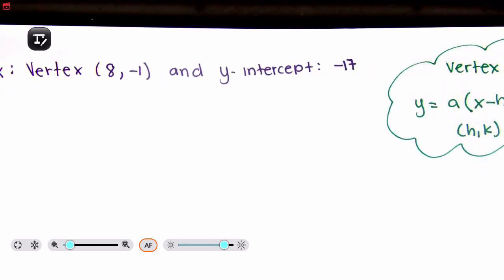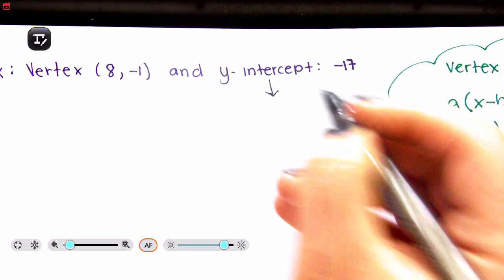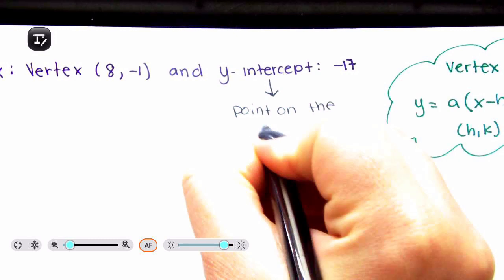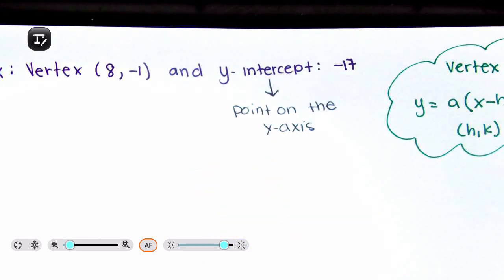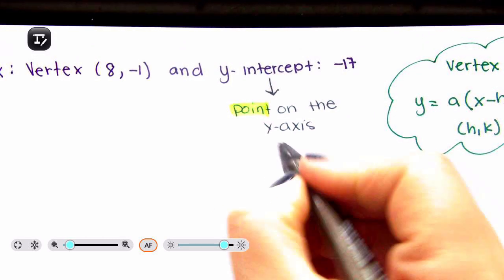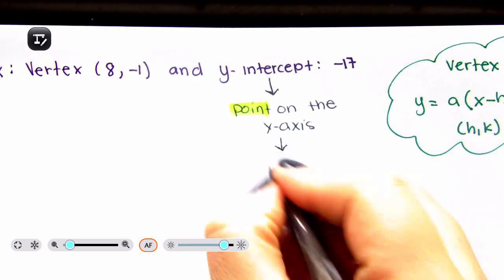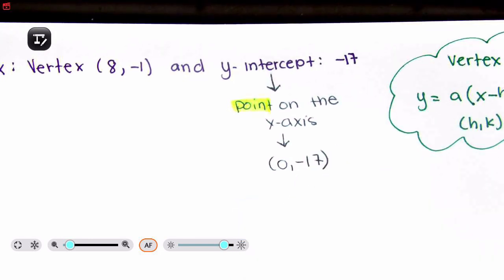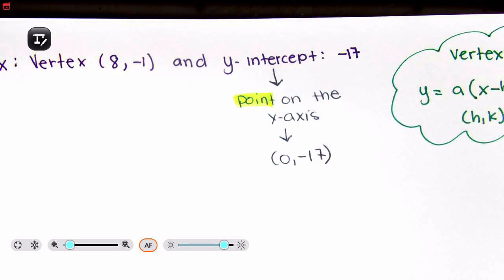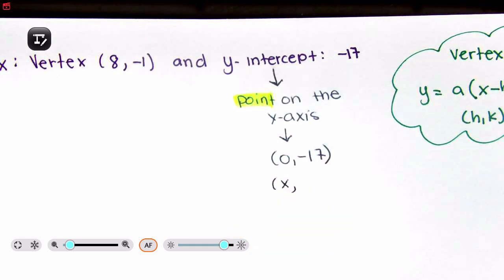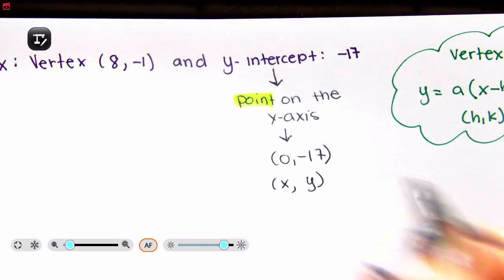If you are in my class, you should already know that a y-intercept means it is a point on the y-axis. And I cannot stress enough the fact that it is a point. It's just a point. So that means there is a point at 0, negative 17. And why I'm stressing the fact that it is a point is because, well, what do we know about points? We know that the first number represents an x and the second number represents a y.